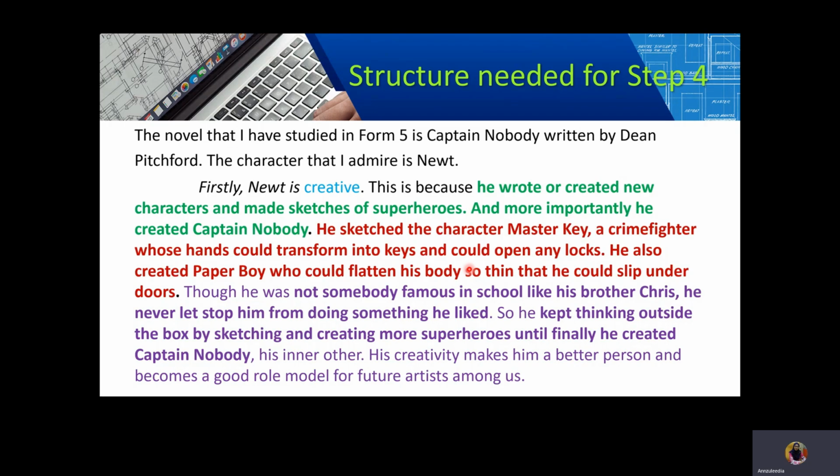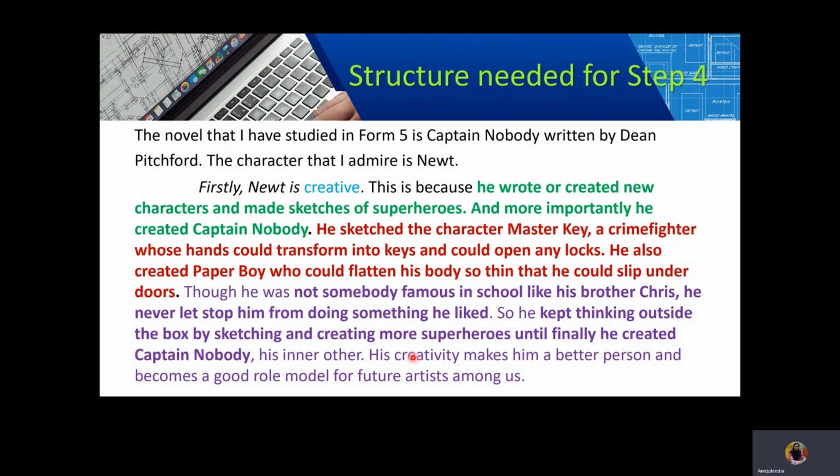All right, and finally, the fourth layer, the purple ink here. Though he was not somebody famous in school like his brother Chris, he never let that stop him from doing something he liked. So he kept thinking outside the box by sketching and creating more superheroes until he finally created Captain Nobody, his inner other. His creativity makes him a better person and becomes a good role model for future artists like us.